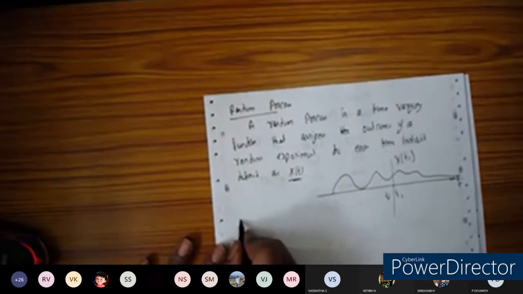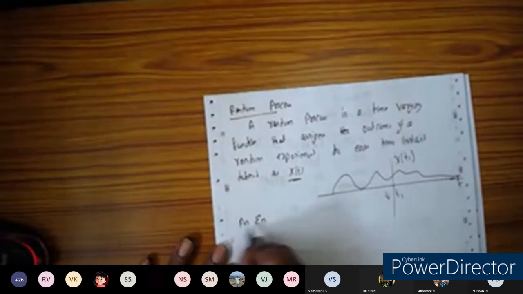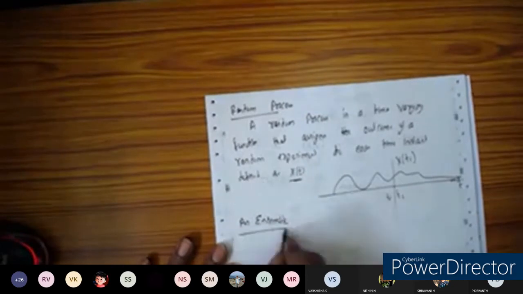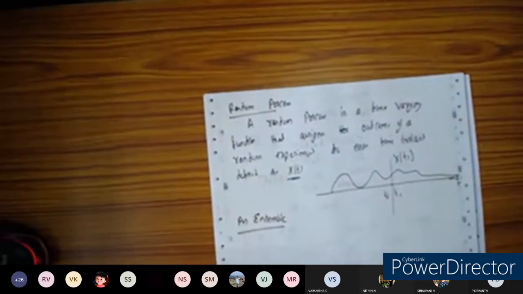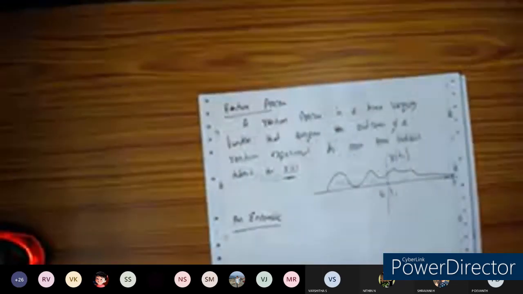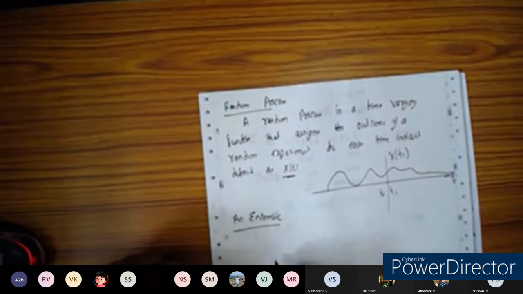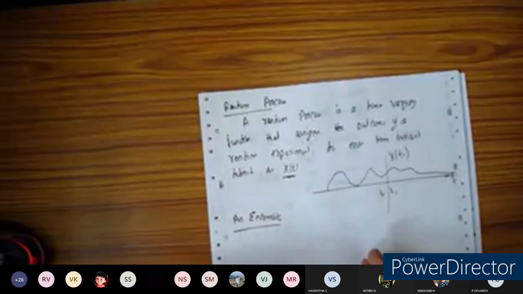Now let us see some of the parameters related to this random process. The first one is called an ensemble. Ensemble, in its general English meaning, is nothing but a collection of data, where we accumulate the data. The ensemble definition is the collection of all possible sample functions of a random process x of t. We call that an ensemble.